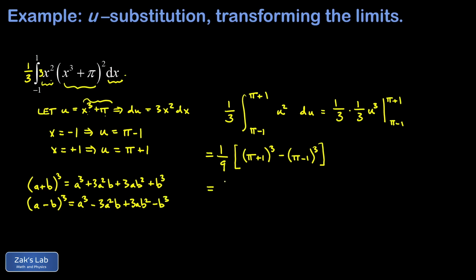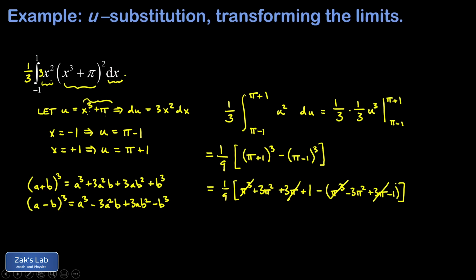So applying those binomial formulas, the expansion of pi plus 1 cubed is going to be pi cubed plus 3pi squared plus 3pi plus 1. And then I need to subtract from that pi cubed minus 3pi squared plus 3pi minus 1. So a couple terms cancel out here. There's a pi cubed minus pi cubed. And here's a 3pi minus 3pi when I distribute that -1.